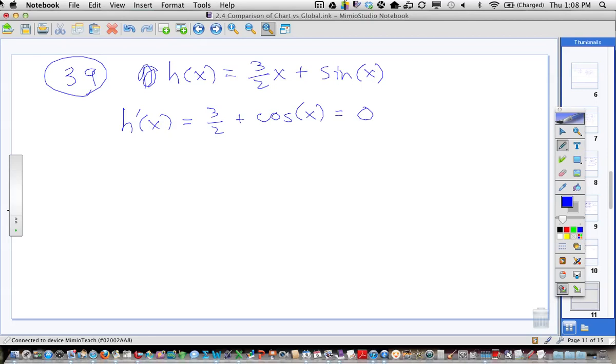Again, it would be nice that when you wrote 3/2 plus cosine x, for some reason that would make you think of the cosine graph shifted up 1.5. And what would the cosine graph look like if you shifted it up 1.5? Right? So right away, you would know that h prime is never going to equal 0. There are not going to be any stationary points.